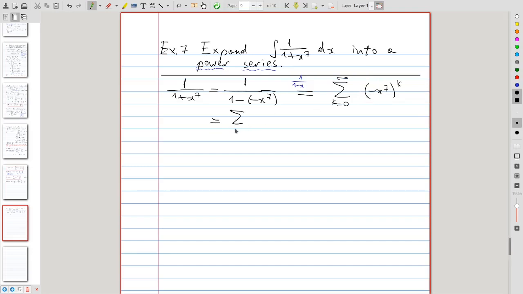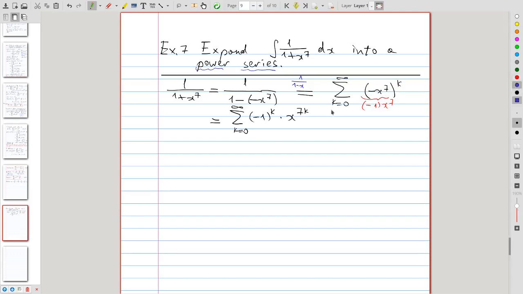You can rewrite this power series as the sum of minus 1 to the k times x to the 7k. So what we did here was we simply thought of minus x to the 7th as minus 1 times x to the 7th, and then raised this product to the kth power. Now, when is this series convergent? Let us think back to how we obtained it. We obtained it as a geometric series with r being minus x to the 7th.